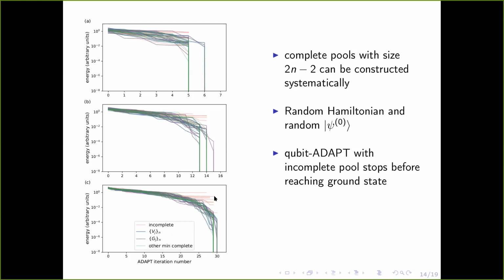They always stop at some point, and so we can see the importance of the completeness of the pool.